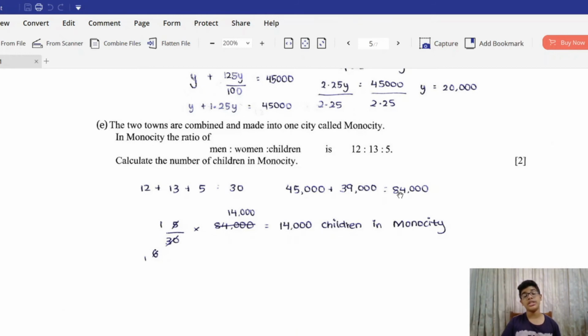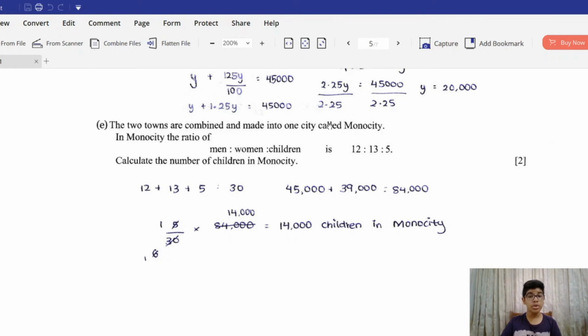In Monocity, the ratio of men to women to children is 12 : 13 : 5. Calculate the number of children in Monocity. So we want to first add the total population of Monocity, basically the population of Newtown and the population of Villeneuve. So take 45,000 plus 39,000 and the total population of Monocity is 84,000.